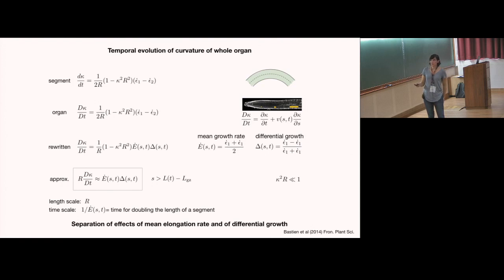Okay, so now with this equation, we can also extract important characteristic scales. The length scale is r, the radius, and the time scale is 1 over epsilon dot, 1 over the growth rate. This is basically the time for doubling the length of a segment. So what can we do with this? Now that we have this equation, what can we say about it?